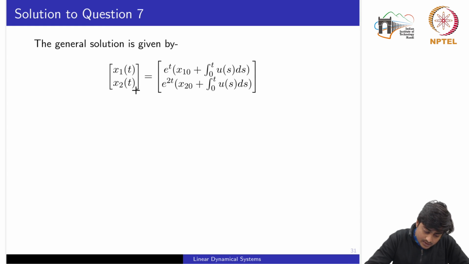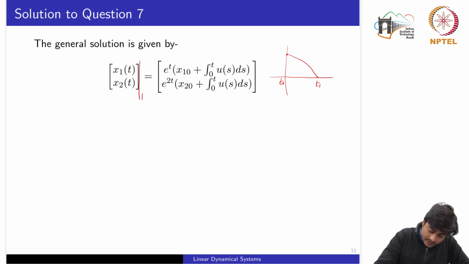The general solution for this system, where the A matrix is a constant matrix and the time-varying terms are only in the B terms, using the variation of constants formula, we can write the solution for x1 and the solution for x2. Now if you recall the definition of controllability, it says that from some time t0 to time t1, from some non-zero initial condition x10 and x20, we need to reach the origin, so t is equal to t1 is equal to 0.